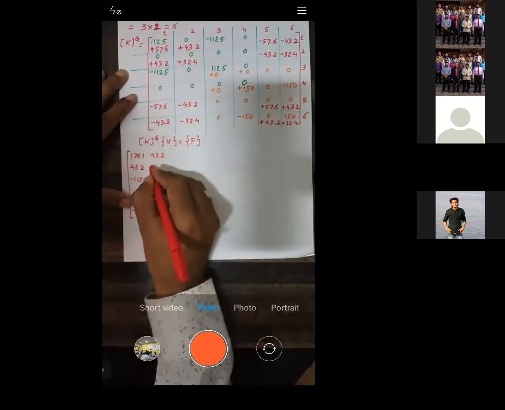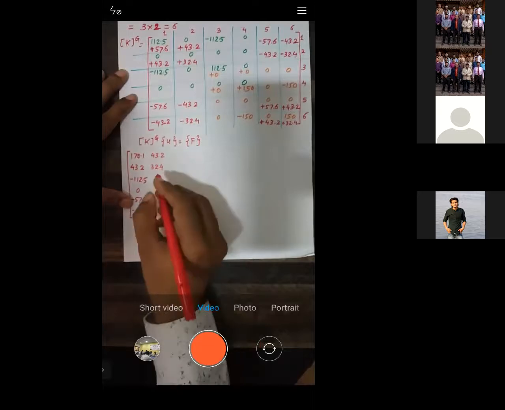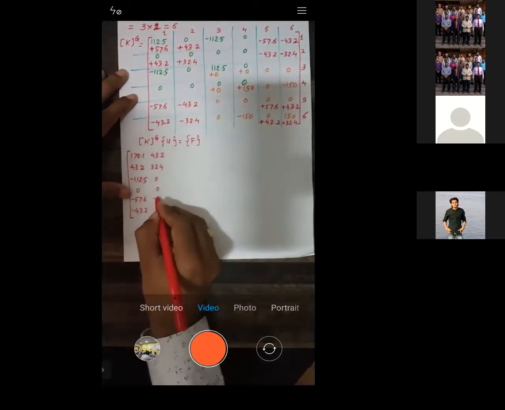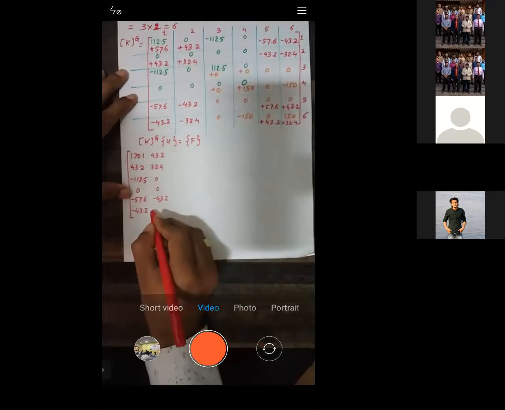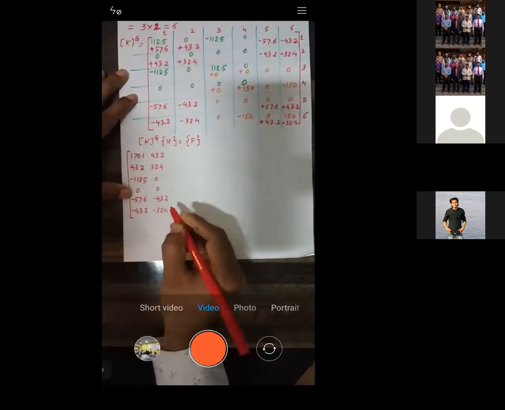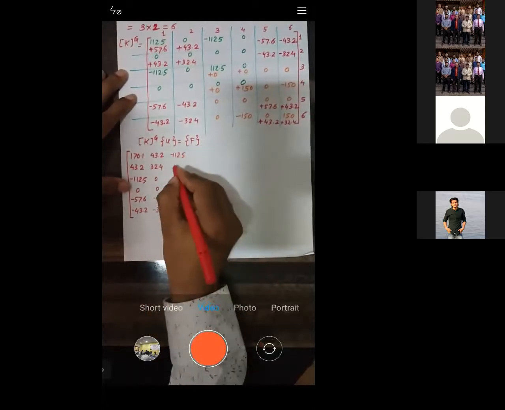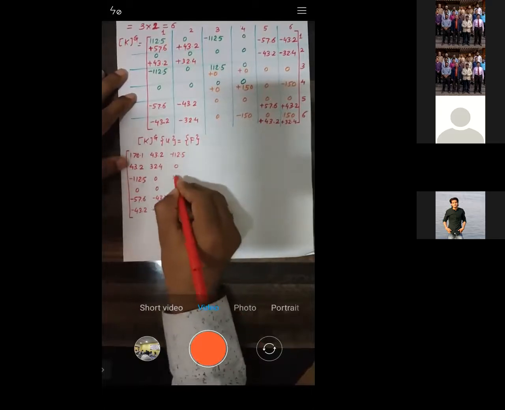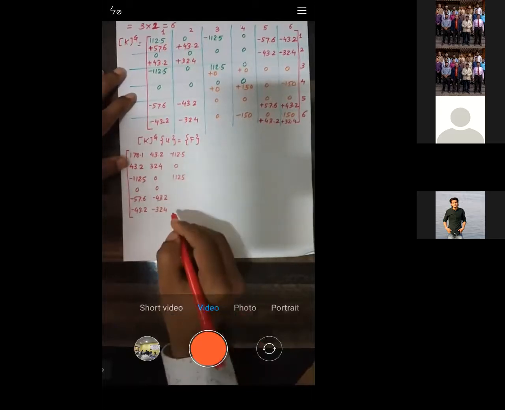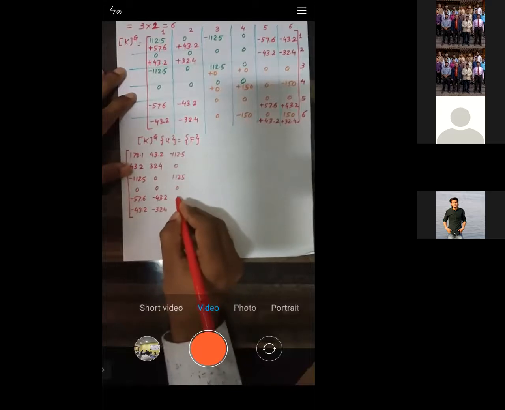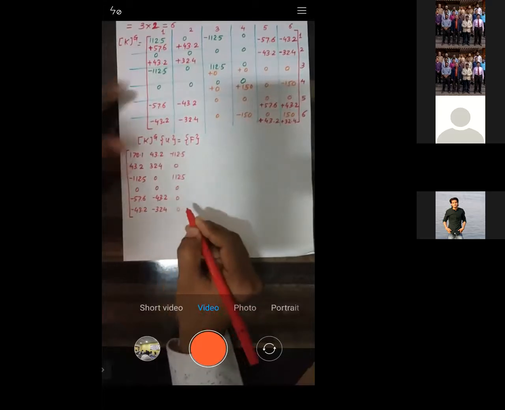Then here 43.2, 32.4, 0. Then one more time 0. We have minus 43.2, minus 32.4. Next, minus 112.5, 0, 112.5, 0, 0, and 0. Right.